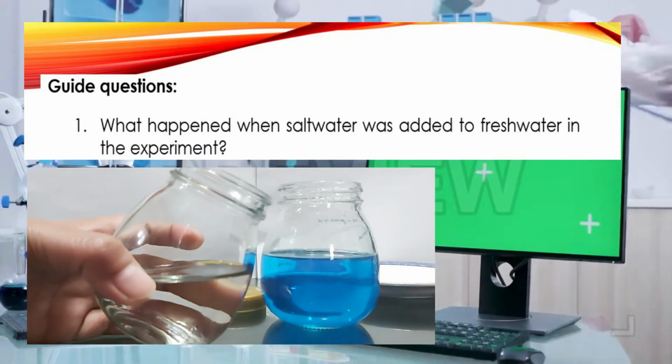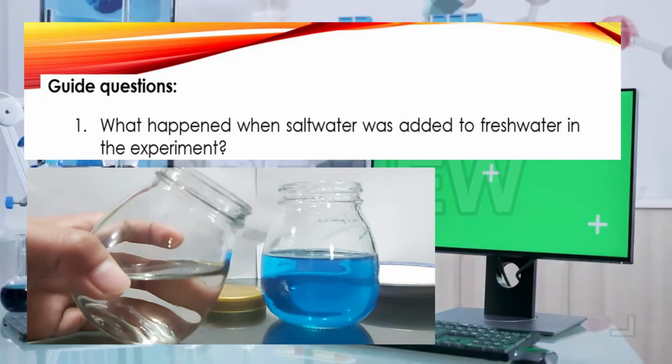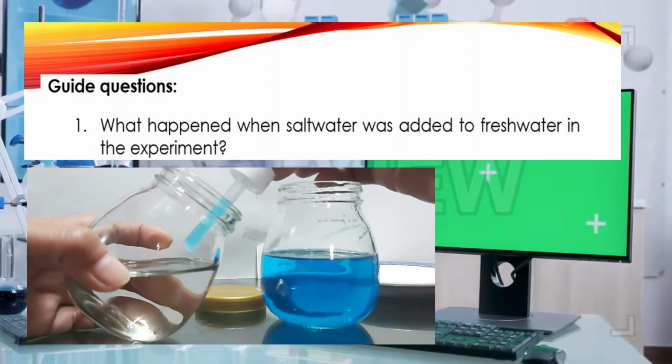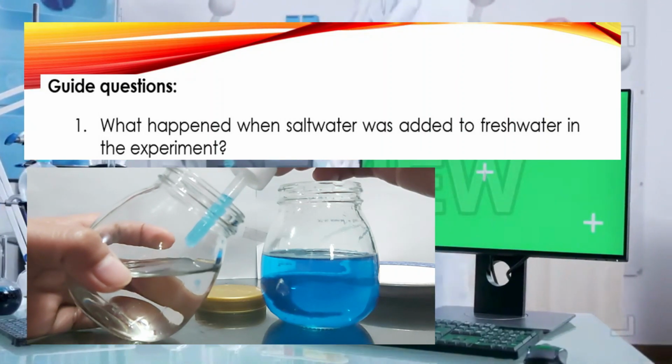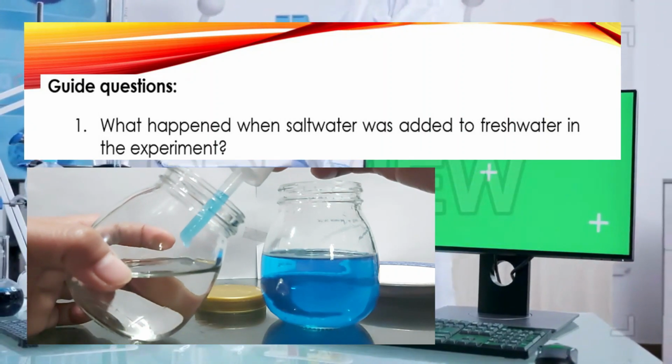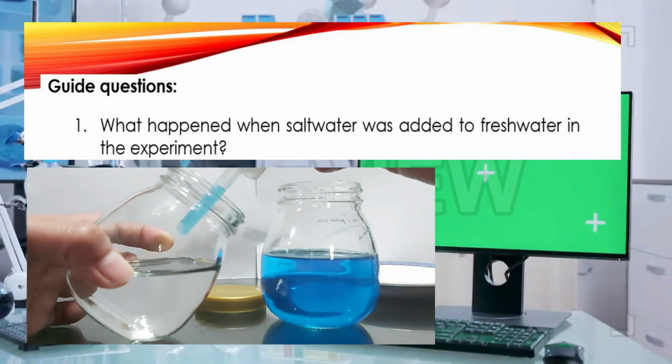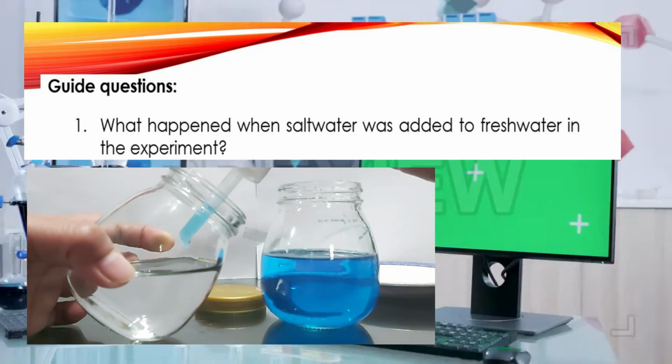And now, let's try to answer this. What happened when salt water was added to fresh water in the experiment? Yes, at first, the salt water submerged, and eventually, it mixed with fresh water.